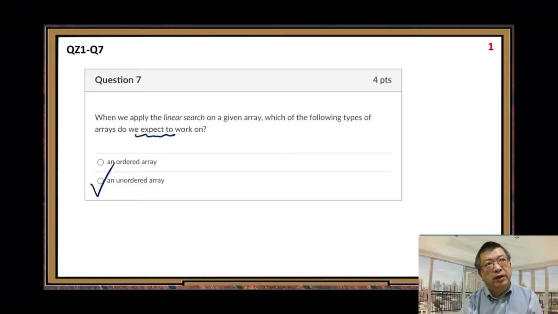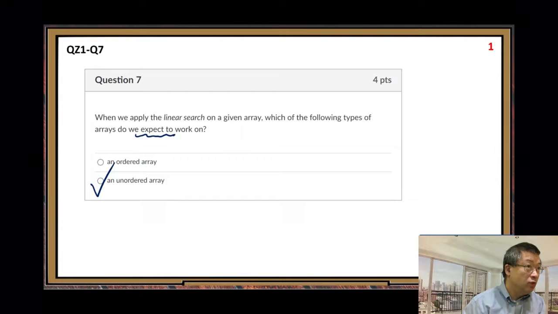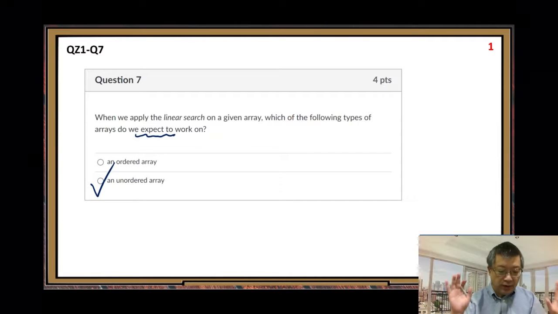Some of the students may feel we can check if it is ordered, and if it is ordered, then we can apply binary search. Binary search will be much faster than the linear search. We will learn the binary search in our module 4, divide and conquer. This one may connect to the binary search a little bit. But whatever the reason, the answer is B, the second one, unordered array.